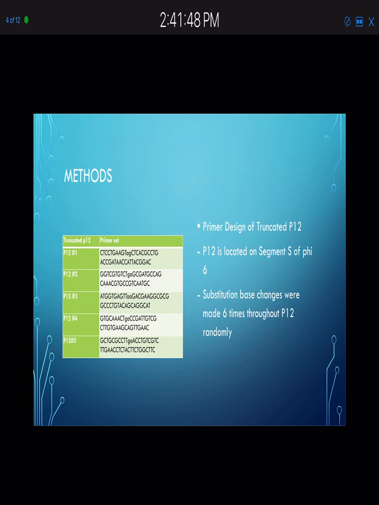So on the table you can see there is truncated P12 numbers 1 through 5. 1 is going to be at the beginning of the protein sequence, and number 5 will be last in the protein sequence. And as you can see here, the lowercase letters in the table show where we did our base change. Now, these base changes were made from a start codon to a stop codon. So what we're going to see here is either no protein at all, or we're going to see incomplete proteins.